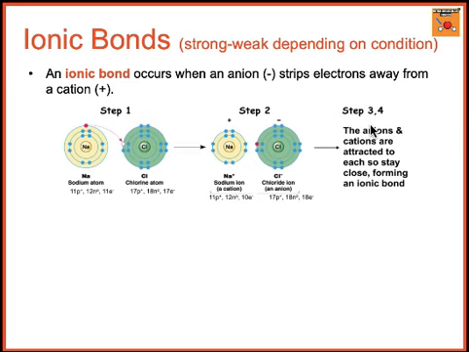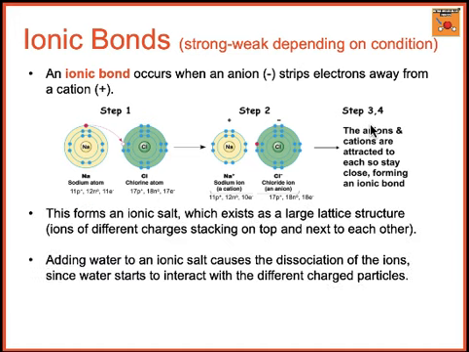So let's go through the ionic bonds. They could be strong, but they could also be weak. It really depends on the conditions. An ionic bond occurs when an anion, a negative anion, strips the electrons away from the cation. So here chlorine is stripping away the electron from sodium. This forms an ionic salt, which exists as a large lattice structure, ions of different charges stacking one on top of the next, very close to themselves.